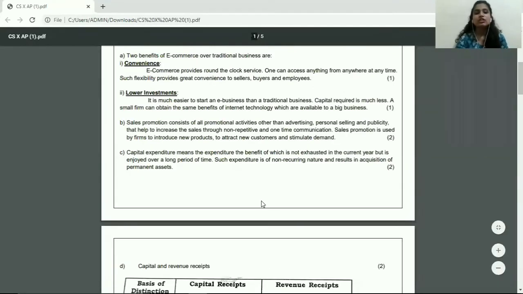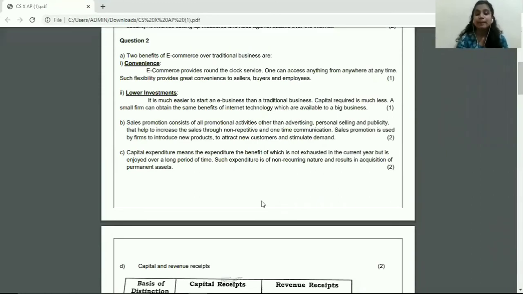Now question 2C is, what do you mean by capital expenditure, right? Now capital expenditure means expenditure the benefit of which is not exhausted in the current year but is enjoyed over a long period of time. Now such expenditure is of non-recurring nature and results in acquisition of permanent assets. So you can use textual language over here.